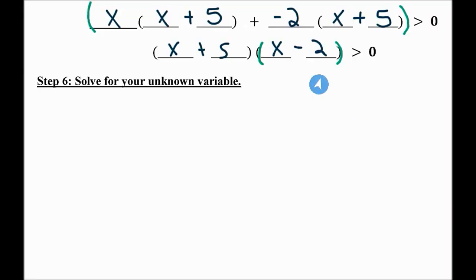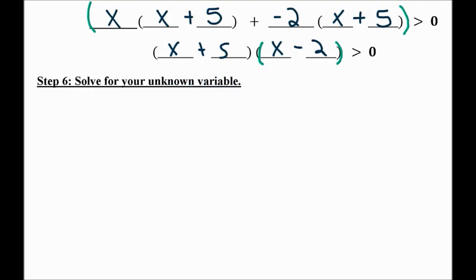So a lot of you, when you get to this point, you think, okay, that's my final solution, but it's not. The whole reason that we're doing this is to solve for our x values. So that's going to be step number 6. We need to solve for our unknown variable here. And in this case, our unknown variable is x.